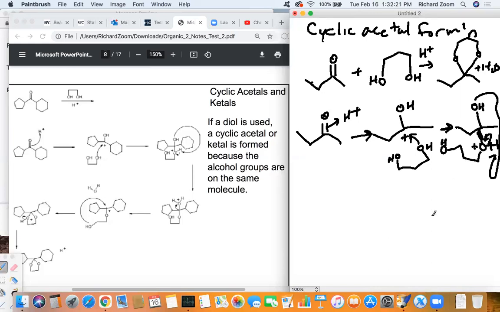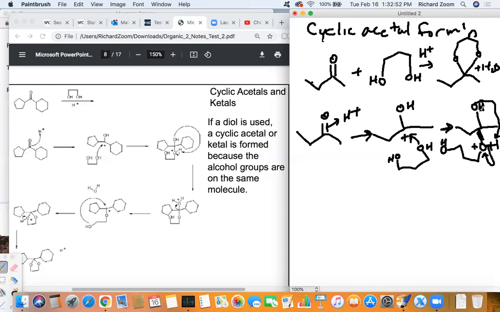I don't like that so much. Let me see if I can draw it out a little bit better. That's better. Nope. Let's try it again. That's better. Okay. And then I don't have a very long bond here. There we go. It's better.